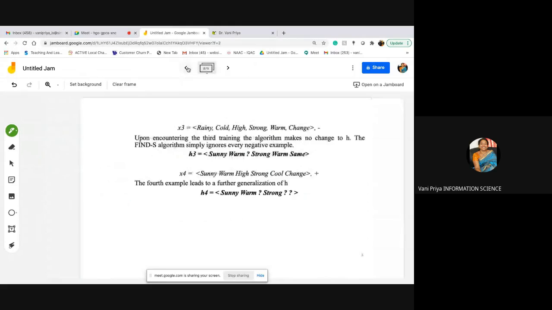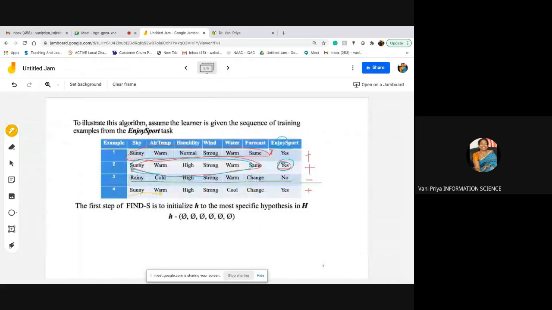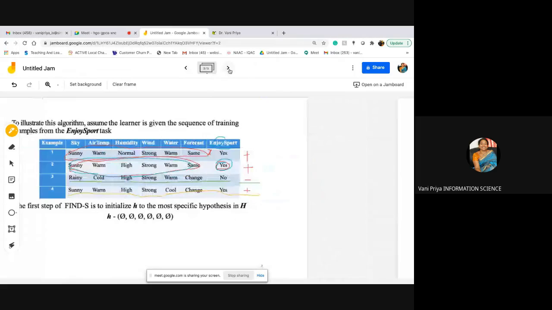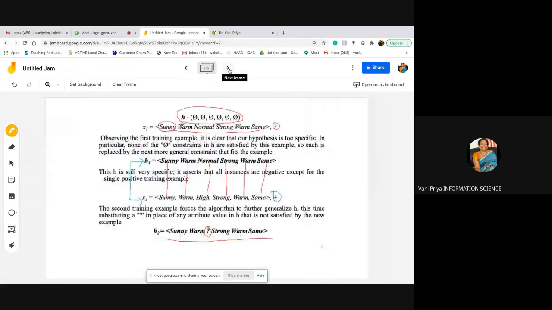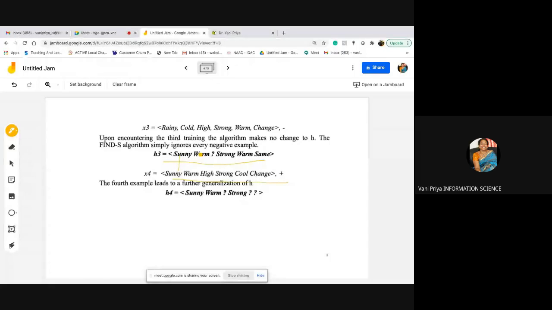Now go to the next training example. This is the fourth training example, which is sunny, warm, high, strong, cool, change and yes. This is a positive training example, so we need to consider that. Here H3 is this and X4 is this. Both values are the same, so it will not be changed. Warm and warm, it will not be changed. Here this is question mark, this is high. Question mark is more general, any value is acceptable for this attribute, so it will be question mark.